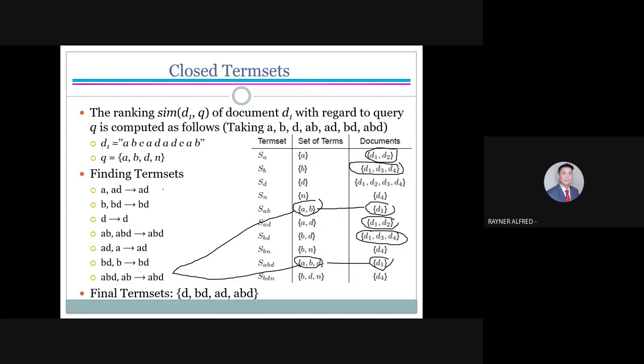Okay. So that's how you get this one. When you simplify, the final term set will be only this, because some of them are duplication, like this, and BD also, and so on. So the final term set based on the closed term set will be this.